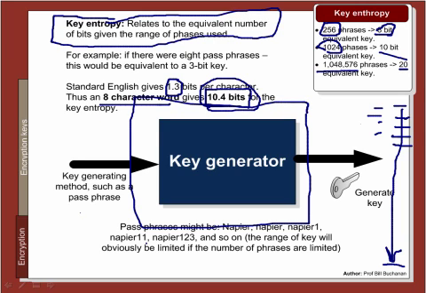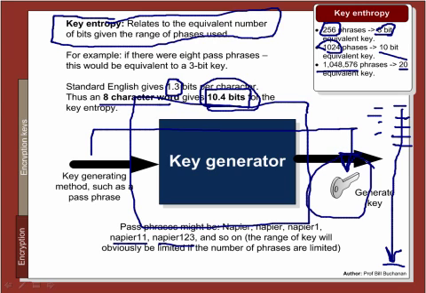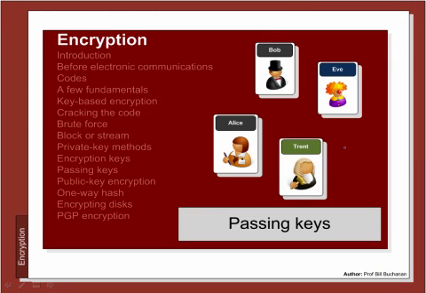In wireless communications, for example, the WEP key was based on a passphrase, and it wasn't too difficult for someone to go through all the typical passphrases and generate a number of keys.